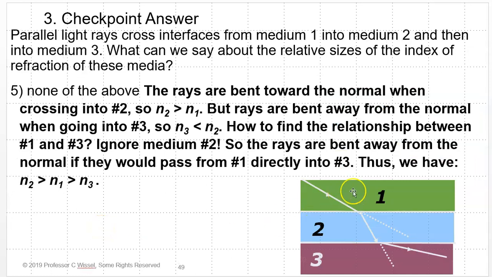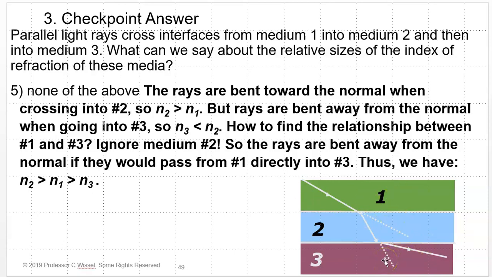So the first thing you want to do is look at 1 and 2. The light rays are bent toward the normal when crossing into 2. That means N2 is greater than N1. This is the faster medium, that's a slower medium. So the light compensates for that by bending toward the normal to take a shorter path. And they're bent away from the normal when going into 3. So N3 is less than N2. So we know that much. But how about N1 and N3? Because we have no relative thing here.